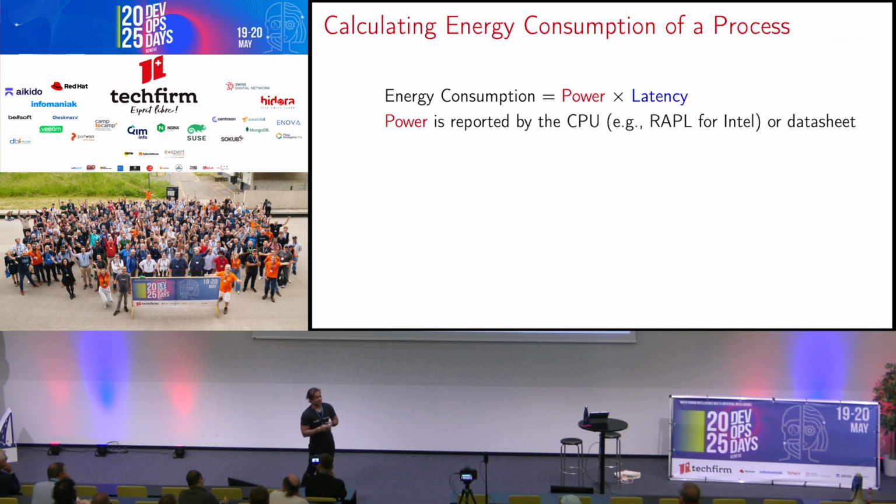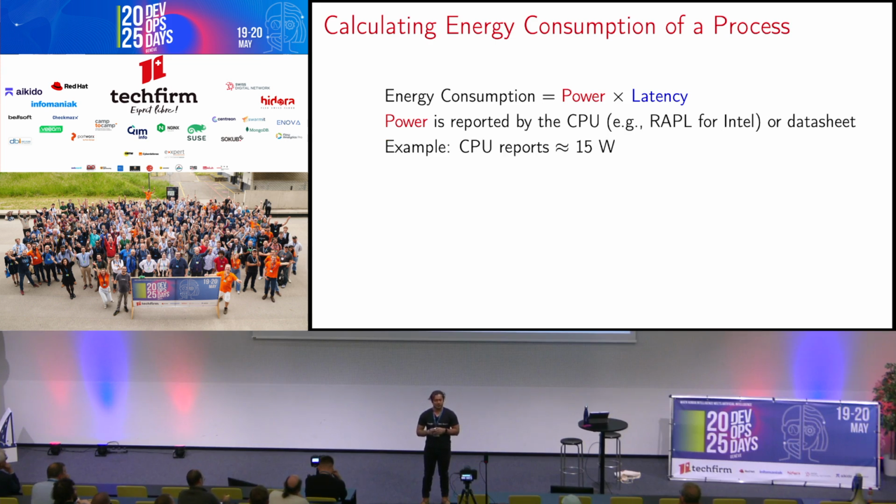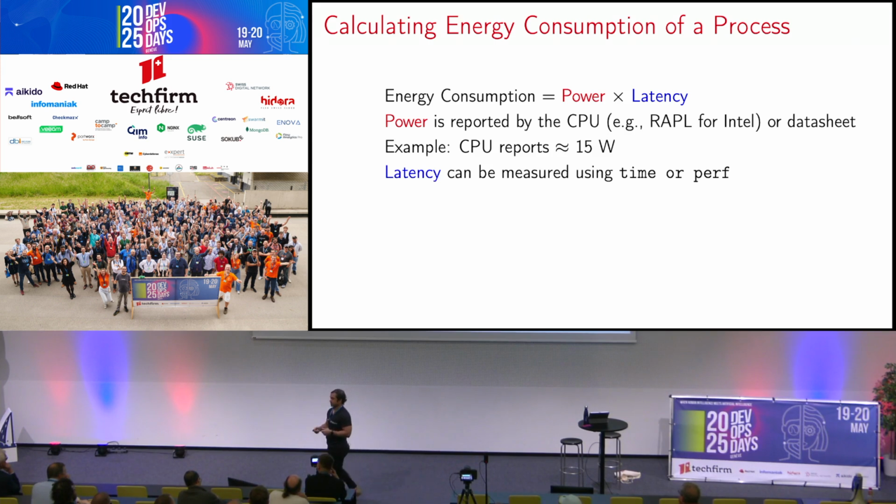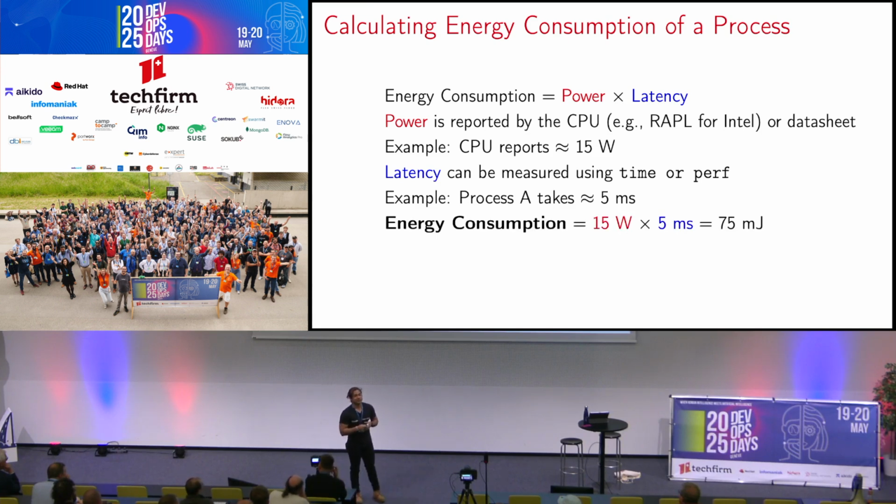So I take the power from my CPU. I ask RAPL, hey, tell me how much power you're using. And the CPU says I'm using 15 watts. Great. I use time to measure the amount of time my program takes. And time says, OK, I'm a really great programmer. I take only 5 milliseconds. And I multiply these two values, and I get 75 millijoules, and voila. Are we done here? No, we're not done.